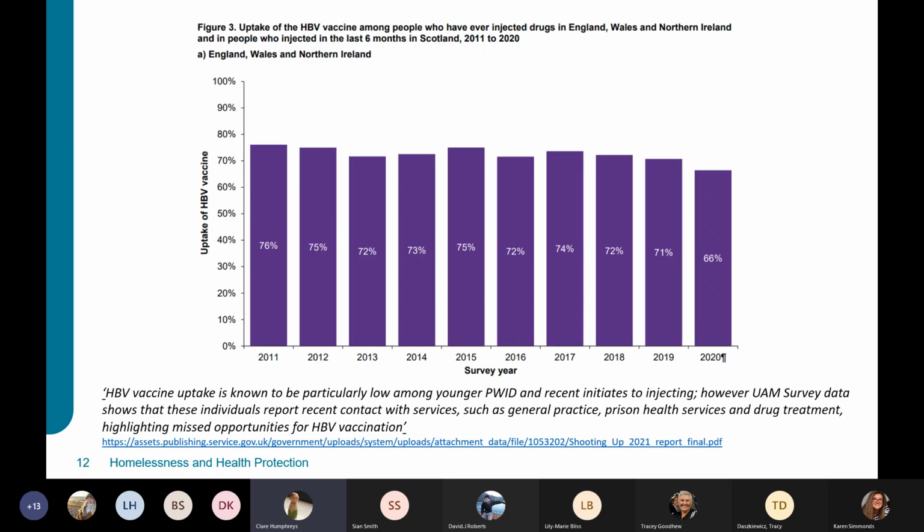Next slide, please. And this slide here, graph, just shows you the percentage of people who inject drugs who are vaccinated, which unfortunately has declined in the last 10 years from 76% in 2011 to 66% in 2020. Thank you. Next slide.